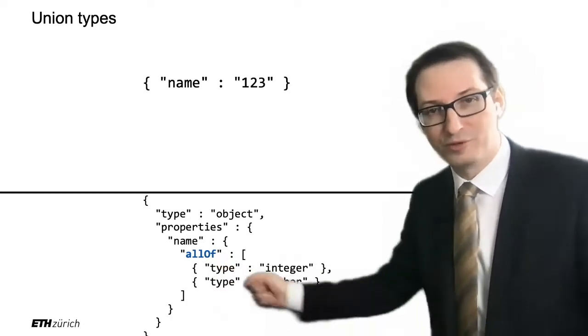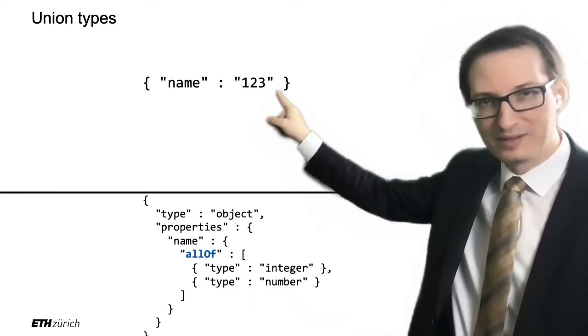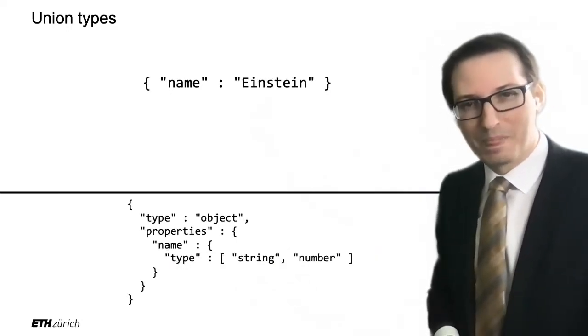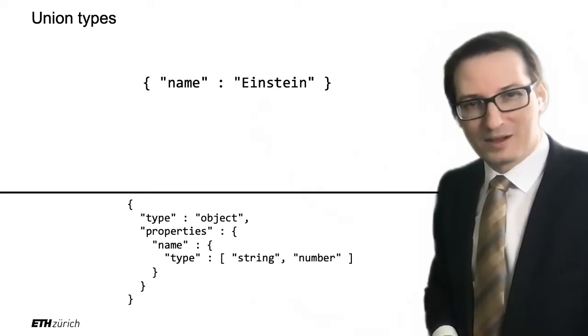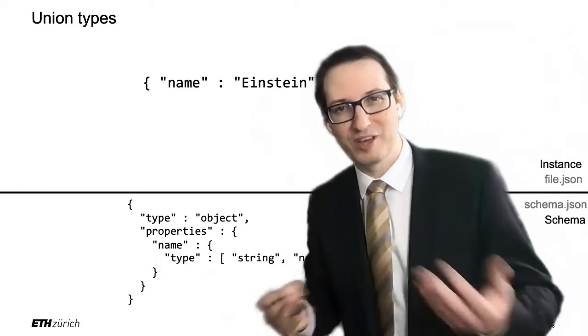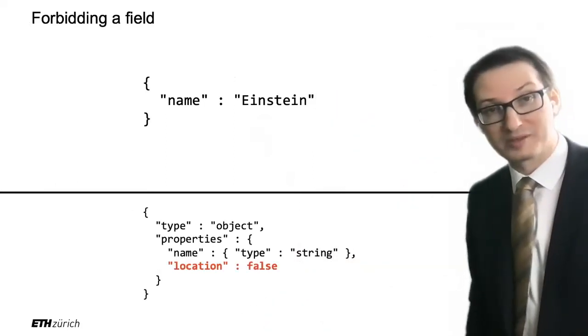Or all of. If you want it to be at the same time an integer and a number, then that's what it's going to be doing, right? Okay. You can also specify unions in that way. So you see, JSON schema can be a bit verbose, right? There's a lot of options or a lot of ways to actually do things.